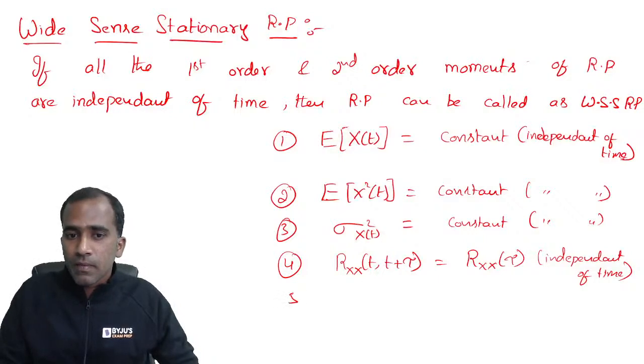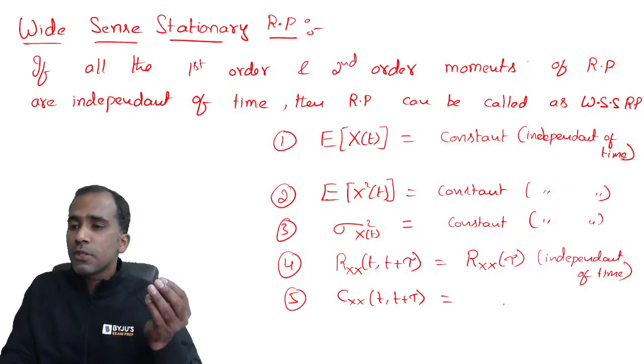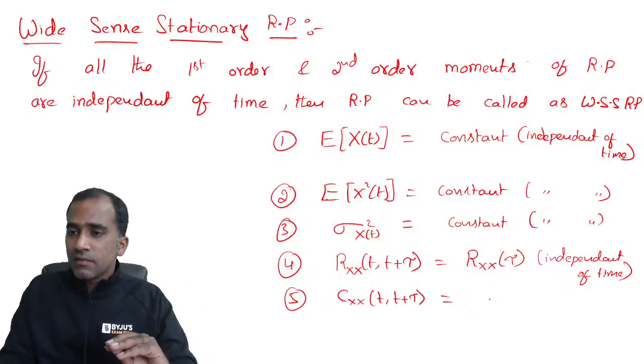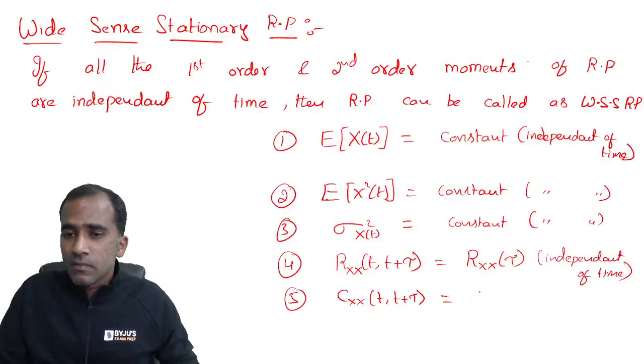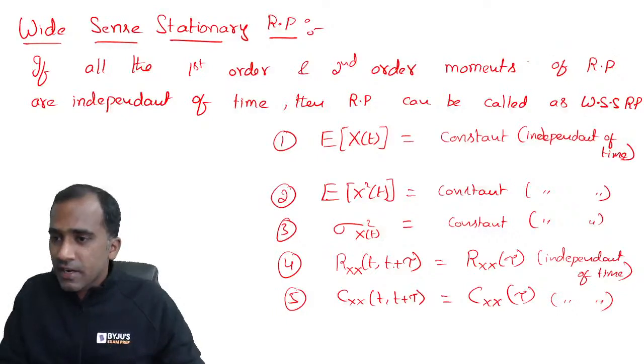That's right. And one more thing also should happen. Cxx of t comma t plus tau, the covariance. If you remember, for two random variables, we have talked about something called correlation and covariance. We're talking about similar things here. Only the notation is different, but the concept is exactly same as correlation and covariance. If Cxx of t comma t plus tau is independent of time, if all these five things happen, then only it's a wide sense stationary random process.